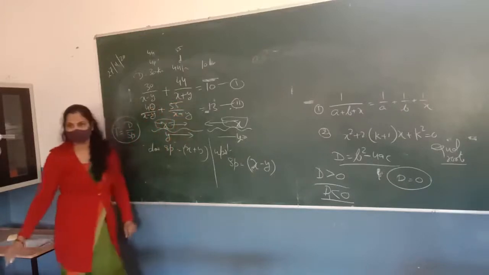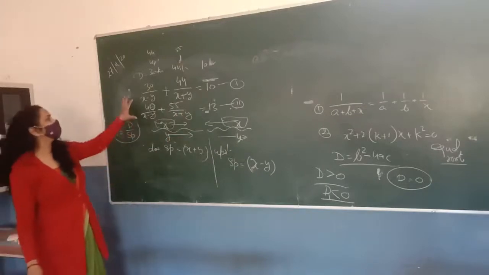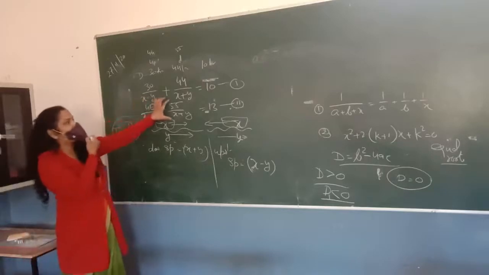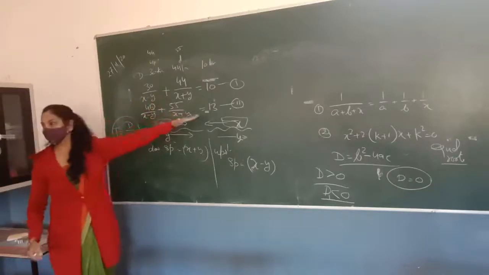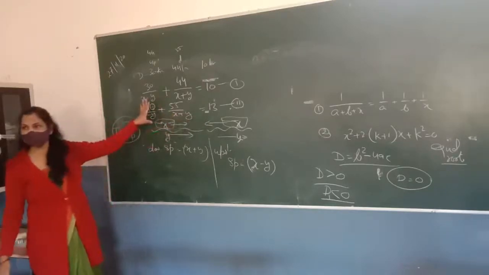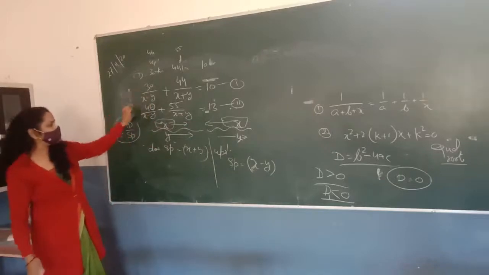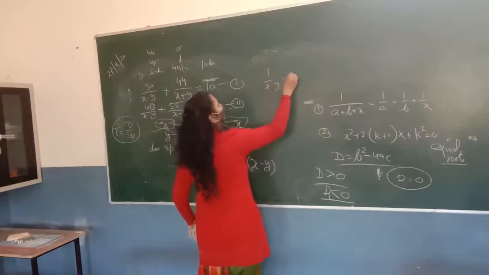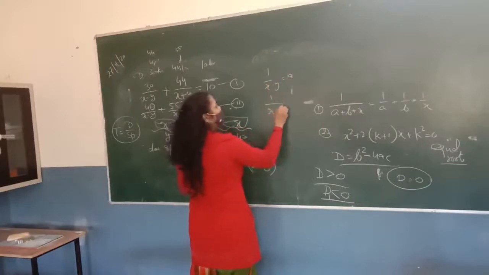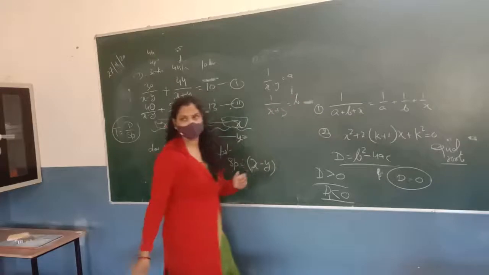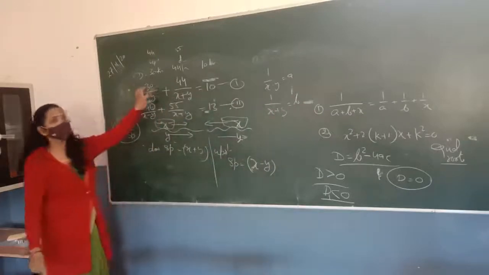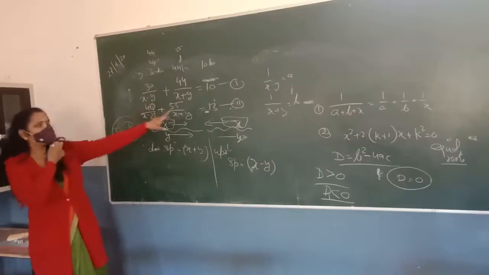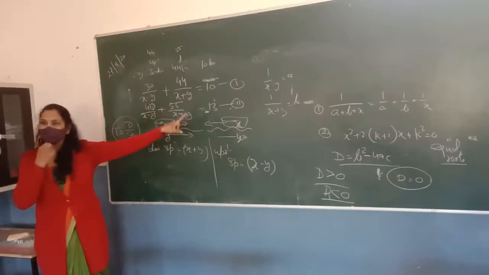is equal to 13. The total time taken to move upstream 40 kilometer and downstream 55 kilometer is 13 hours. You can solve this equation. 1 upon x minus y you can take as a, है ना? 1 upon x minus y is a and 1 upon x plus y is b. So what should be the equations? 30a plus 44b is equal to 10. 40a plus 55b is equal to 13. Can you solve these equations?